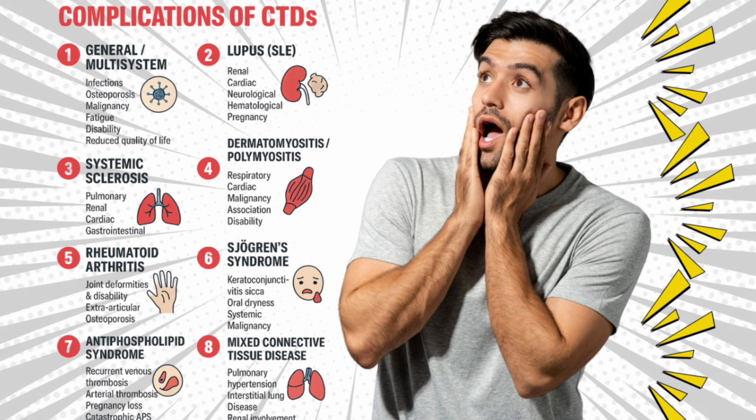Osteoporosis is another common issue. A patient who has been on steroids for years may suddenly fracture a hip after just a small fall. This happens because the bones become fragile over time.